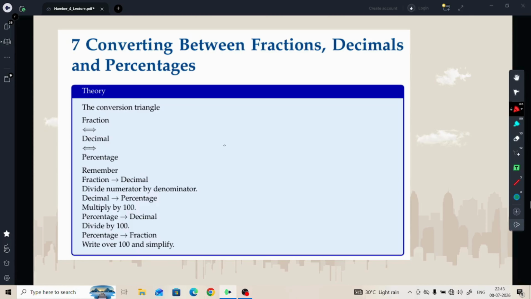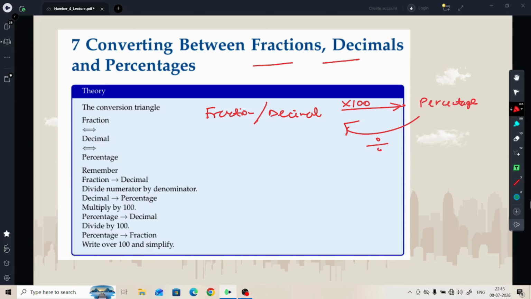Then converting between fraction, decimal and percentage. Converting a fraction or decimal into a percentage is very easy. Just multiply by 100 and you will be getting the percentage. And for going back, divide. Simple. Okay, so you can see for fraction to decimal, divide numerator by denominator.